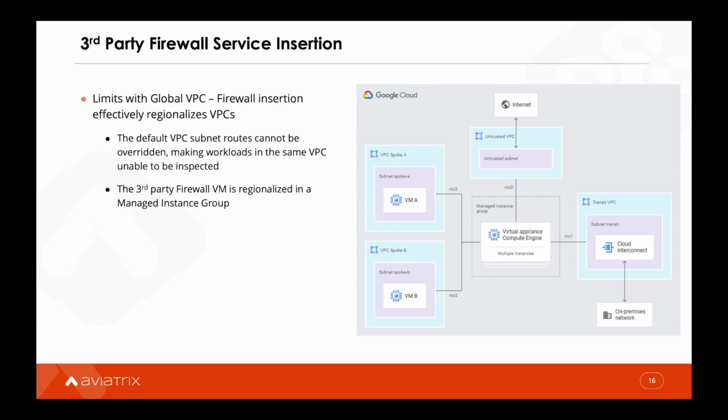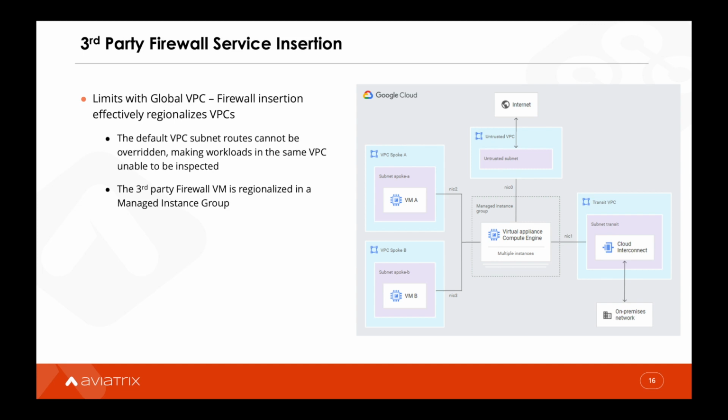And the second limitation is that when, let's say, a virtual machine in subnet 1 wants to talk to virtual machine 2 in subnet 2, and you want it to be inspected by the firewall, you cannot really do that. Because at that time, the local routing will take precedence and your traffic will just be routed between these two subnets or between these two virtual machines. There is no way you can actually insert a next-generation firewall in that single global VPC.